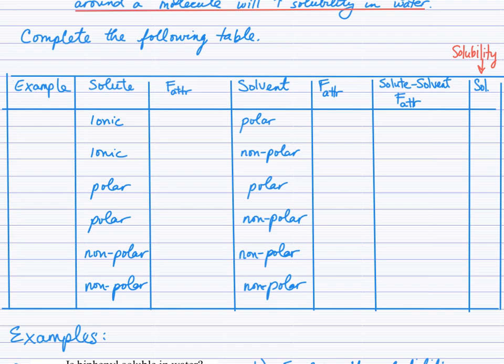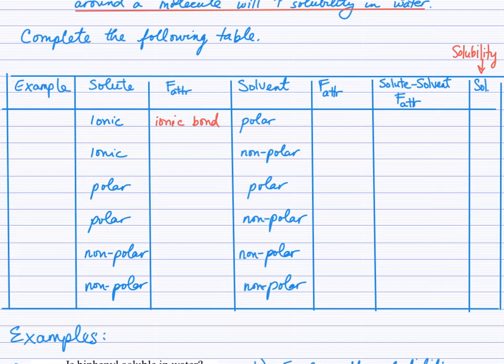Okay, so we'll start, I'll help you out here at the beginning. Our solute is ionic. So what type of attractions are experienced between the particles in an ionic solid? Hopefully you're thinking that ions make up ionic solids, and therefore the attractions between ions are referred to as an ionic bond.